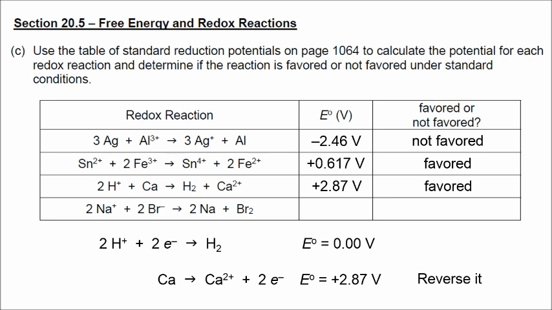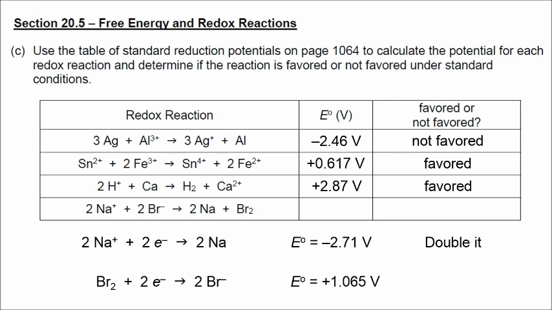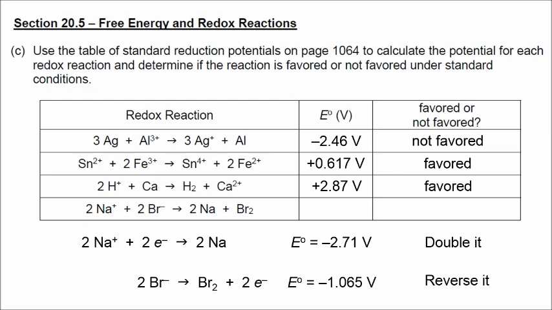And then finally we have the sodium and the bromine reaction. So these are the half reactions from page 1064. We have to multiply the sodium half reaction by 2. We have to reverse the bromine reaction. When we add them together, we get an overall voltage of negative 3.775, so that reaction is not favored because the cell potential is negative.